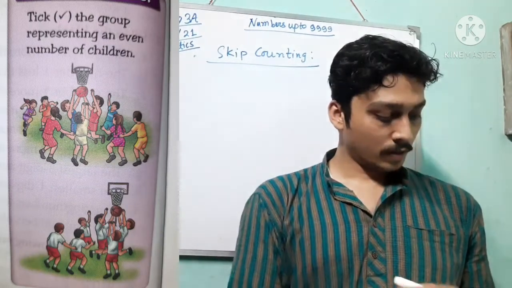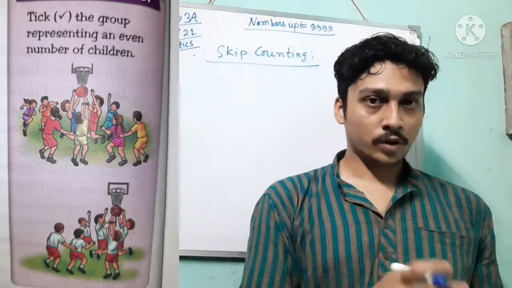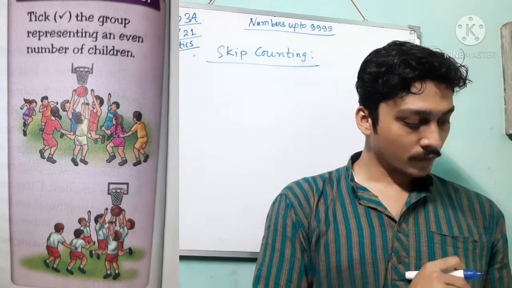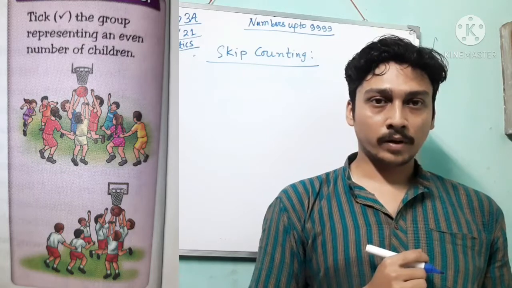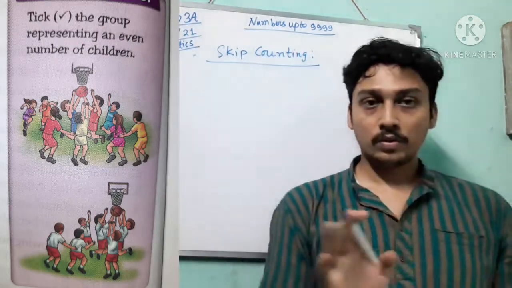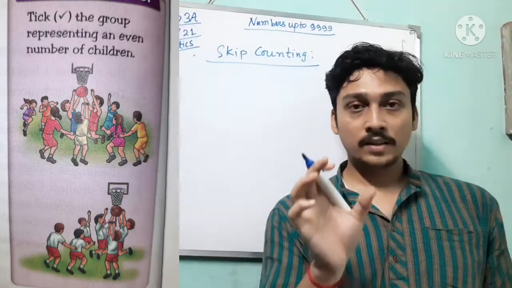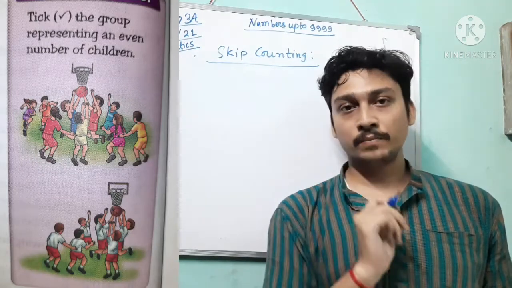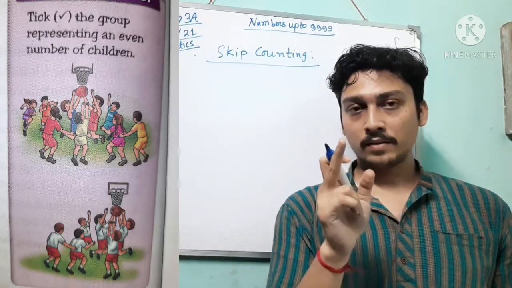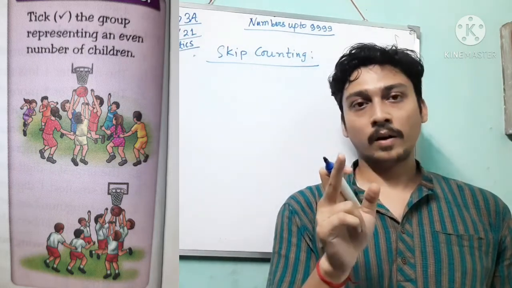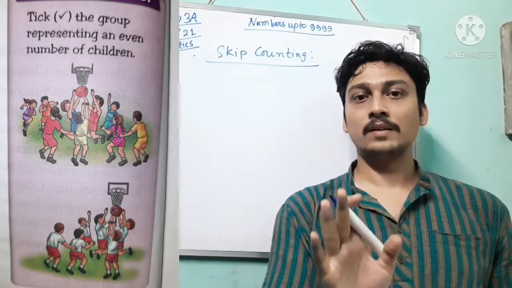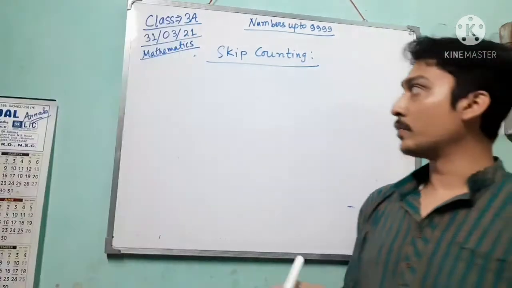And in the second one, the boys are playing basketball. How many of the boys are playing basketball? 1, 2, 3, 4, 5, 6. You know, this is also an even number. Okay, now I will count the first one. 1, 2, 3, 4, 5, 6, 7, 8, 9. Oh, I just told it wrong. In the first picture, there are 9 children playing basketball. So this number is an odd number. And in the second picture, 1, 2, 3, 4, 5, 6, the students are 6. So this is an even number. Clear? Okay.